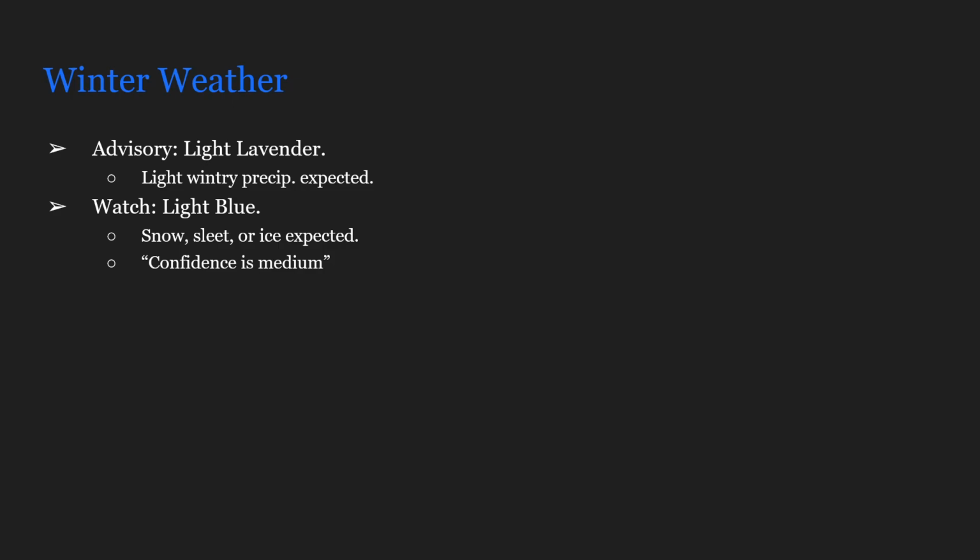Speaking of winter weather, that one is next here. Your winter weather advisory is officially light lavender. There is light wintry precipitation expected, whether this be snow, sleet, graupel, or ice. Your winter weather watch is officially a light blue. There is snow, sleet, graupel, ice expected, and to quote the NWS again, confidence is medium. Your winter weather warning is going to be a pink in color, officially. There is high confidence of heavy wintry precipitation. This wintry precipitation is likely going to be bad enough that it is going to be impacting travel.